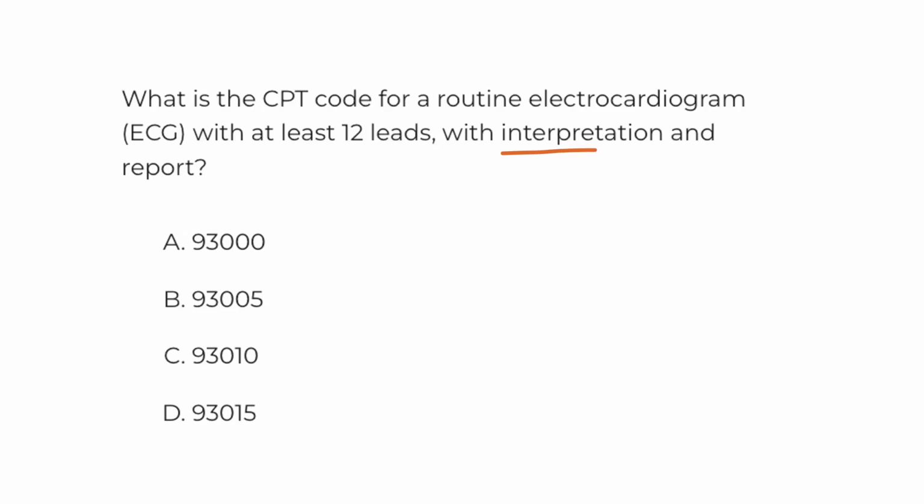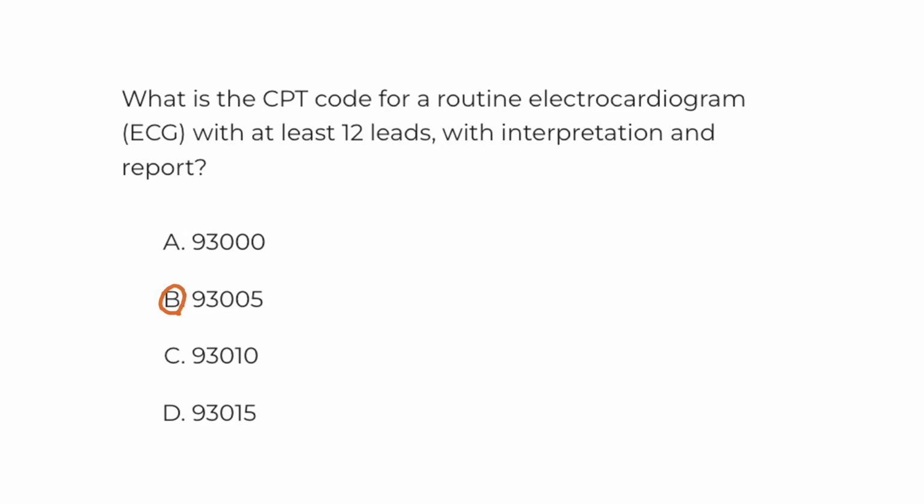And then the interpretation and reporting simply refers to that data is recorded, and then a medical professional will interpret and draw conclusions from that data and report it to the patient or another healthcare provider. So with that said, let's go through each of these codes one at a time to identify the correct CPT code. And we can start with B.